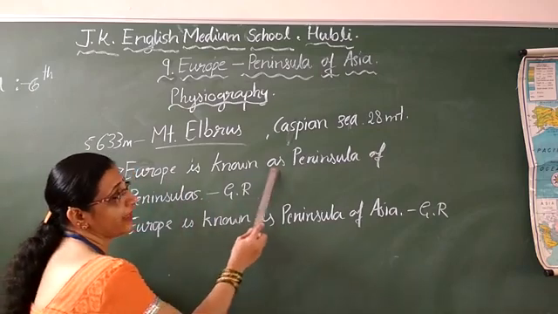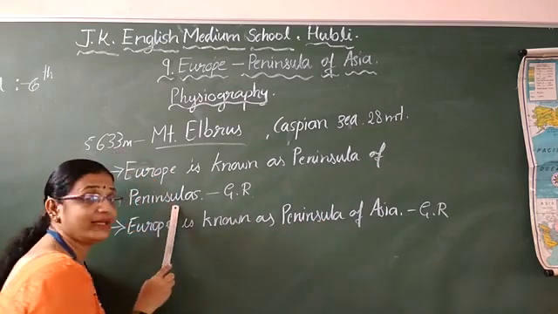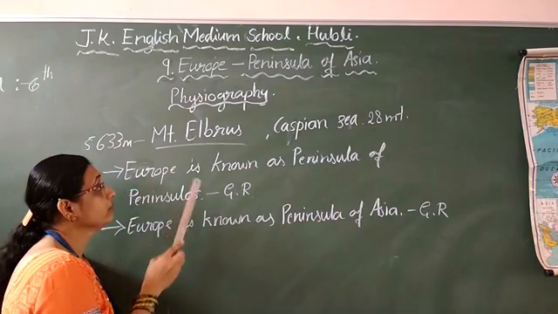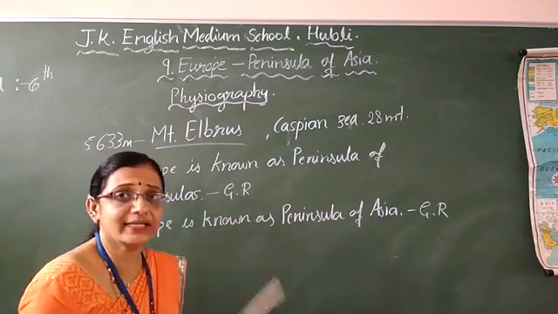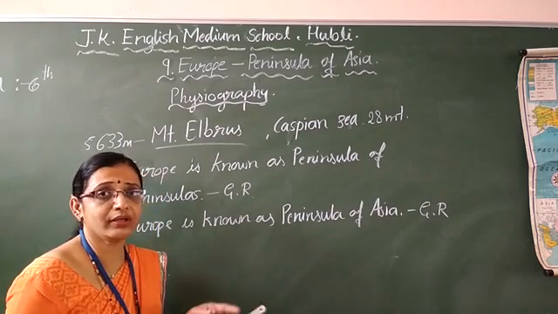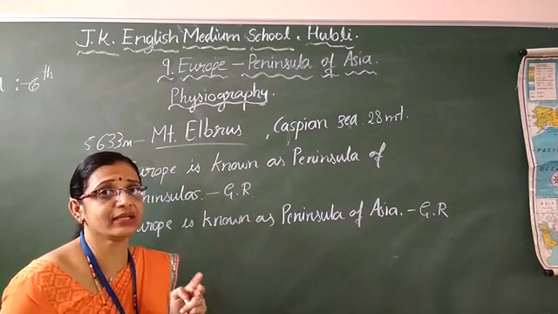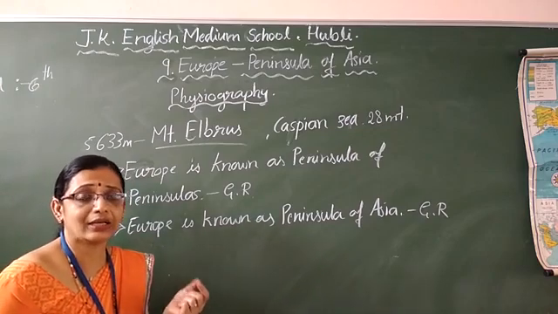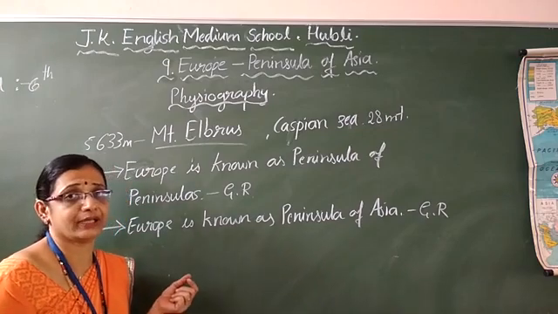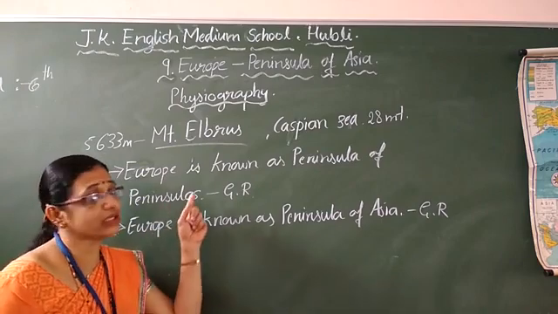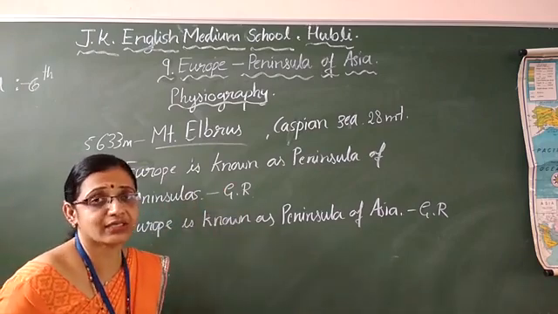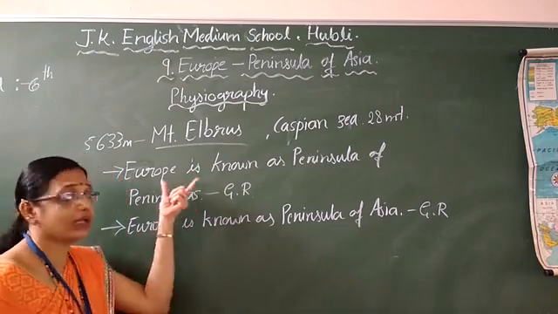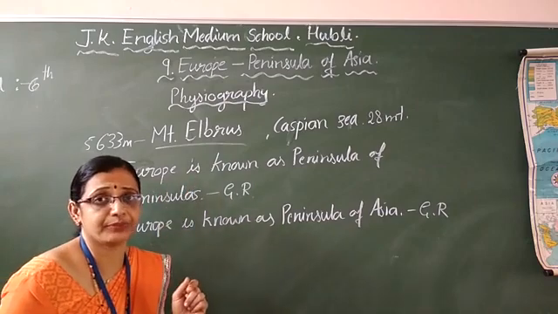See, Europe continent is known as Peninsula of Peninsulas. Europe is a peninsula itself. Whole continent is a peninsula. Three sides are covered by the water bodies: Barents Sea, Atlantic Ocean and Mediterranean Sea. And only one side is having the Asia continent. So it is a peninsula. That is the first reason.